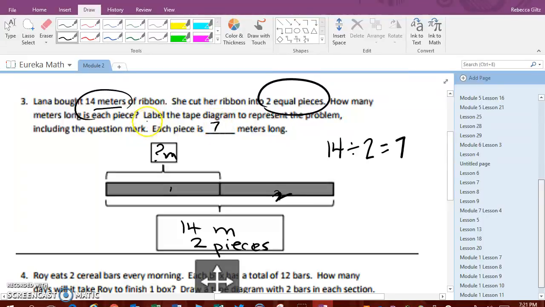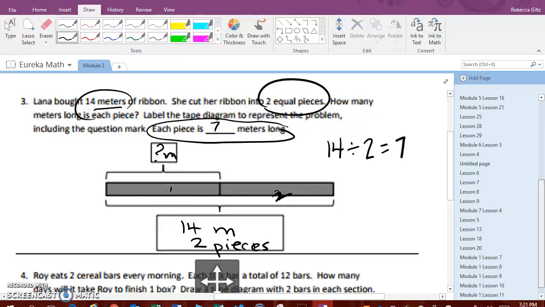And if you were doing this on another problem, you might not have your answer sentence. They wrote it for you. But if this wasn't there, you would need to write that answer here. So with a tape diagram, you've got to draw the picture and the labels. You need the number sentence and you need that word sentence.